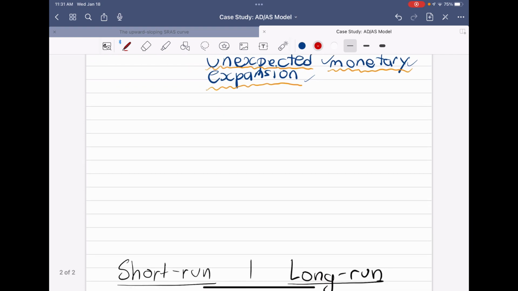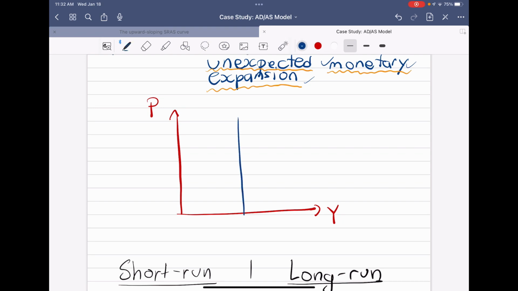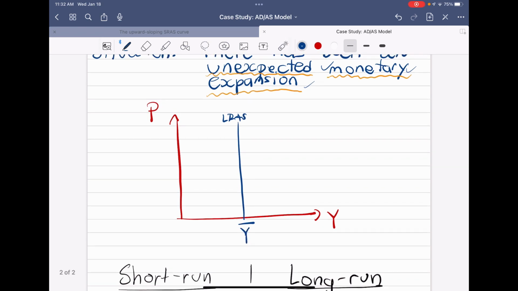First step is to draw the model. So as we know, in the AD and AS model, in the vertical axis, we have P, which indicates price level. And in the horizontal axis, we have Y, which indicates output, income, or GDP. Now, let's start with the long-run aggregate supply curve, which is vertical, right? That is the natural level of output. In the long run, it's vertical.